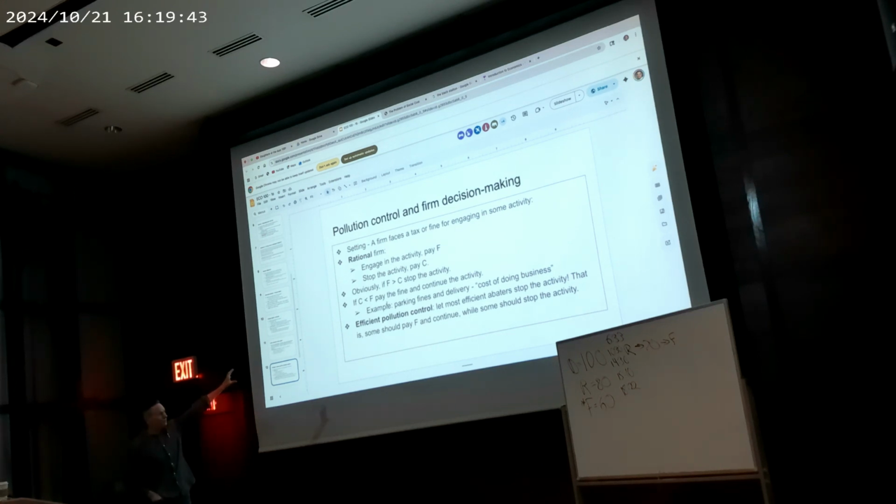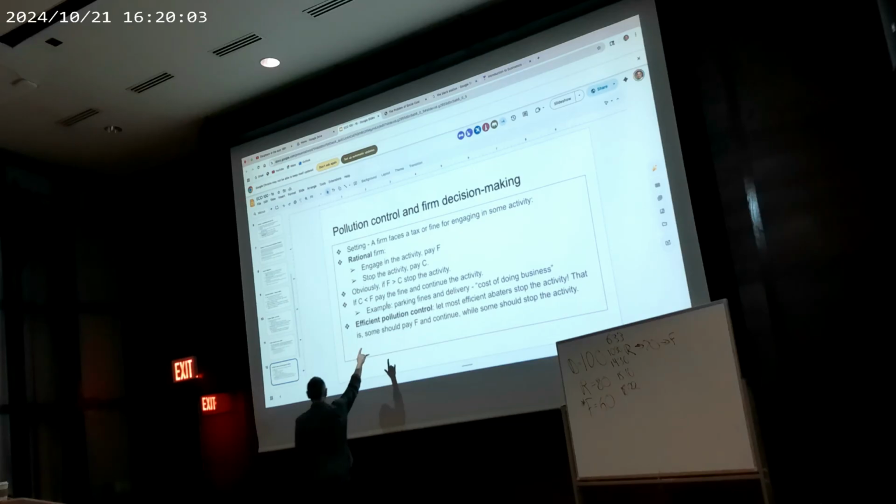Suppose, rather than just damages, you might say that when you impose a punishment on a firm, you're basically saying, if you engage in this activity, you have to pay F, a fine. Or you could stop the activity at a cost to yourself of C. So I was thinking about some great examples of this. And one great example is, in New York City, we have these delivery trucks, the FedEx, USPS, UPS, all over the city. Now, do they park illegally?